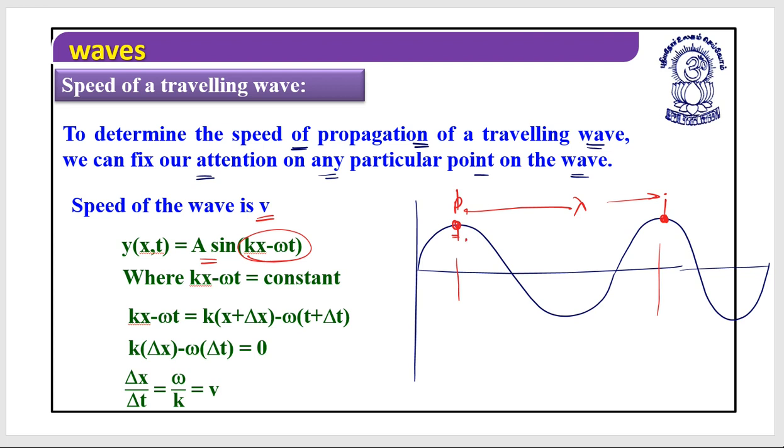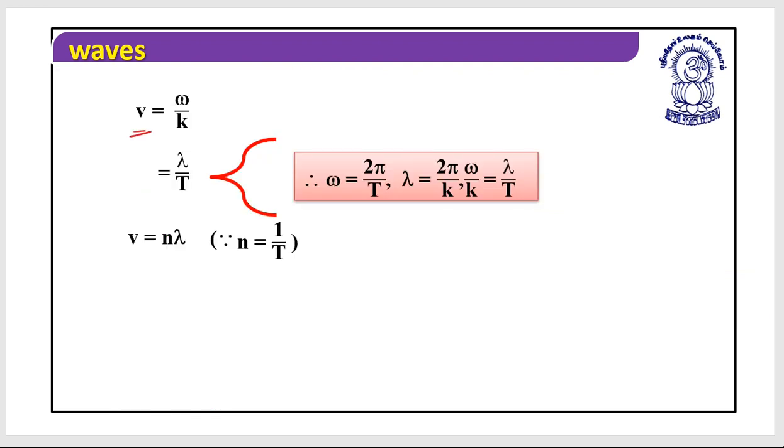Let's suppose at this location and this location, the new location could be written as k(x + delta x) - omega(t + delta t). So this gives k delta x - omega delta t equals 0, because we understand that kx - omega t remains constant. If I take the ratio, delta x by delta t equals omega by k, and this is given as v.